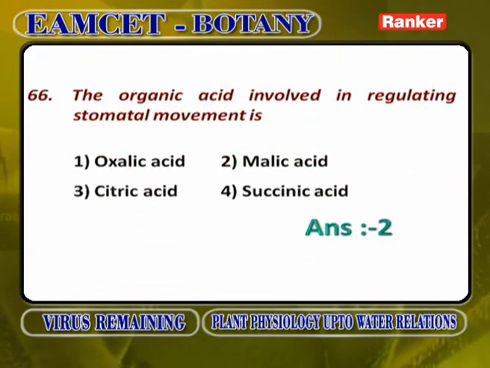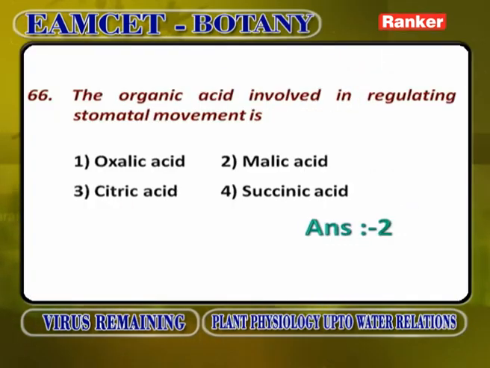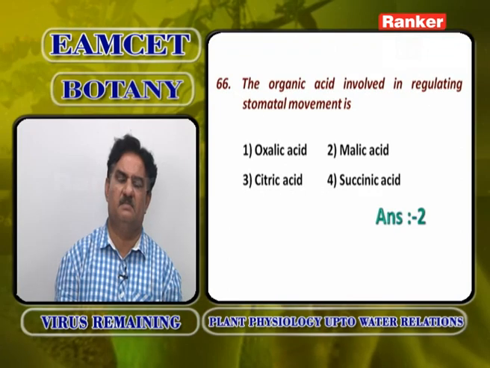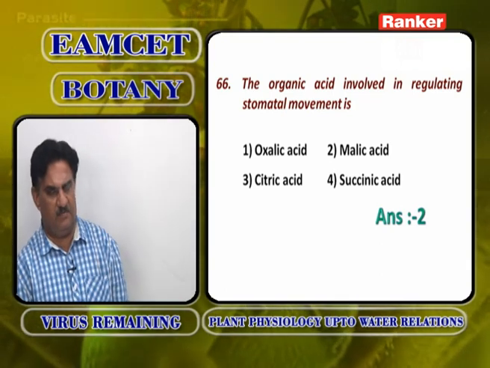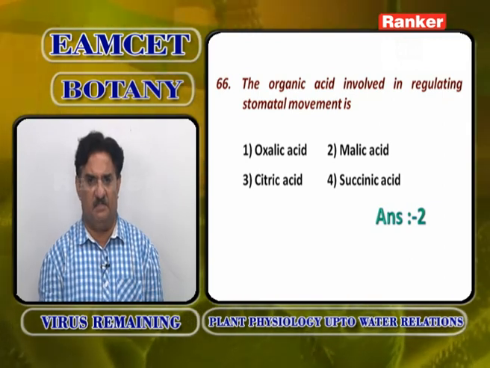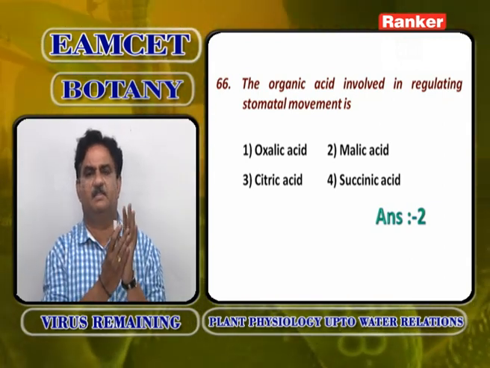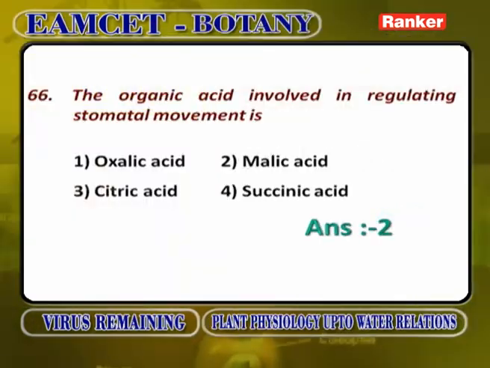The organic acid involved in the regulation of stomatal movement. Just now I told malic acid. Malic acid enters the guard cells and divides into malate ions and H plus ions in the morning times. Potassium combines with malate to form potassium malate. Potassium combines with chlorine to form potassium chloride. Ultimately, concentration of guard cells increases. Concentration increases means osmotic potential, or water potential, decreases. Water potential is less in the cells, more in the outer environment. So, water enters the guard cells, turgidity increases, stomata opens.